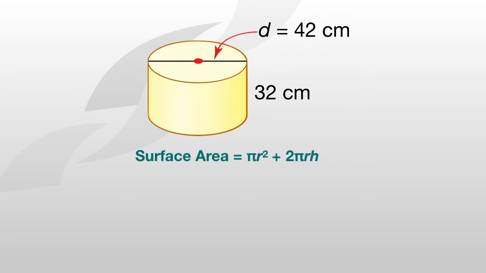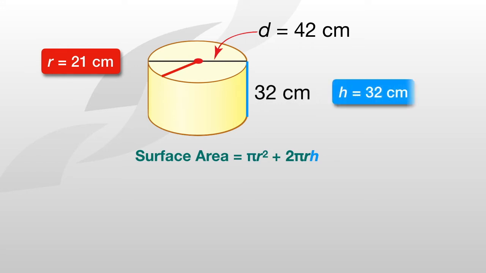To evaluate this formula, we first need to know r, which is the radius. We are given that the diameter is 42 centimeters, and the radius is half of that. So r equals 21 centimeters. Next, we need to know h, which is the height of the cylinder, and we can see that it is 32 centimeters. Substitute 21 for r and 32 for h and carry out the calculations.